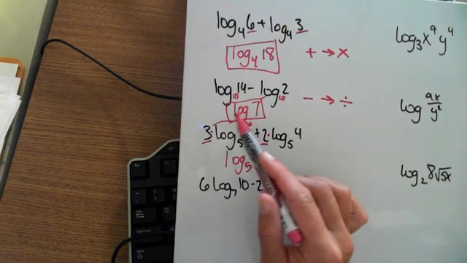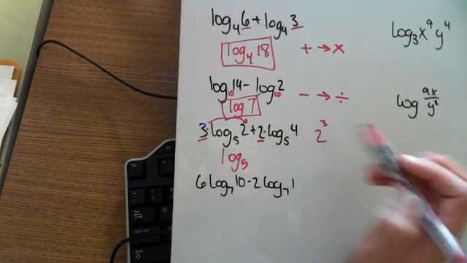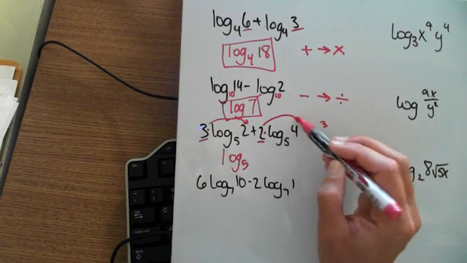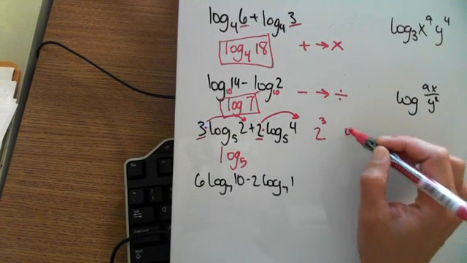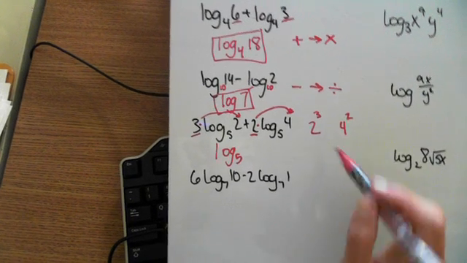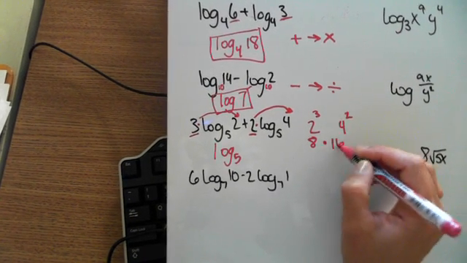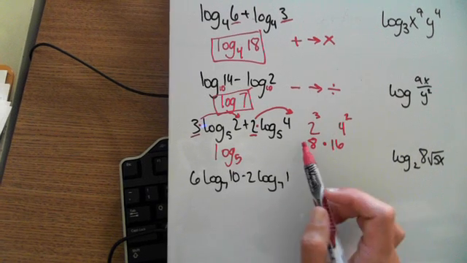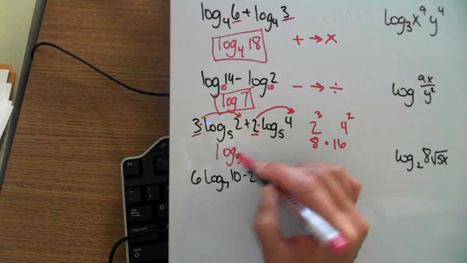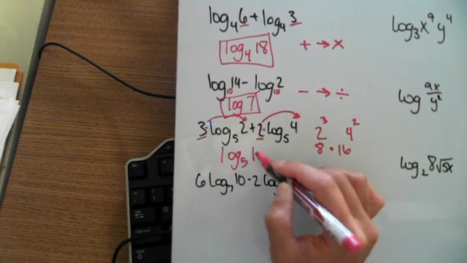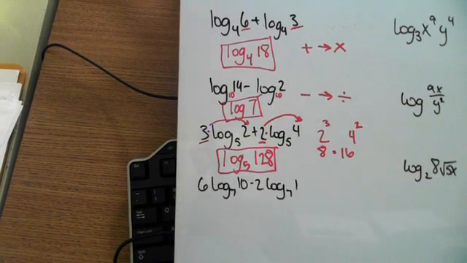If I flip that 3 to the back, what really happens is we have 2 to the third power. If I take my 2 and I use my power property, I'm going to flip it to the back, and what we have is 4 to the second power. So what we end up with is 8 times 16. So because we are joining our two logs with multiplication, we're going to multiply those two together, and we end up with log base 5 of 128. That is our final answer.